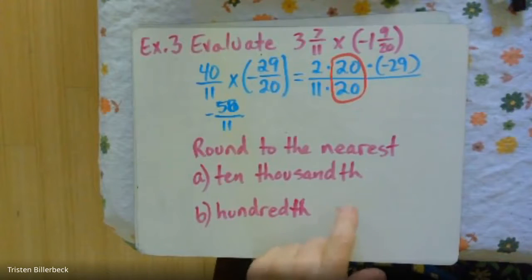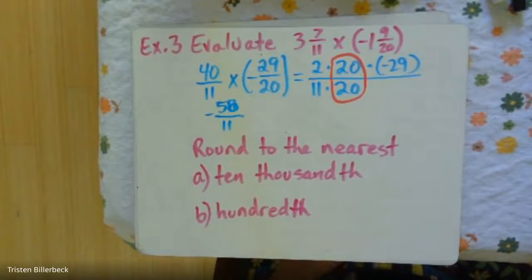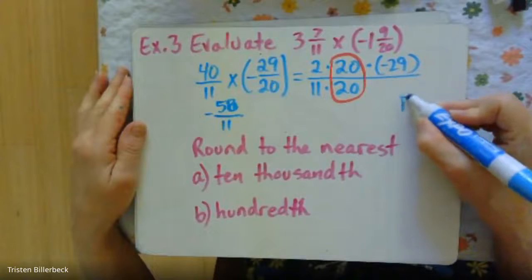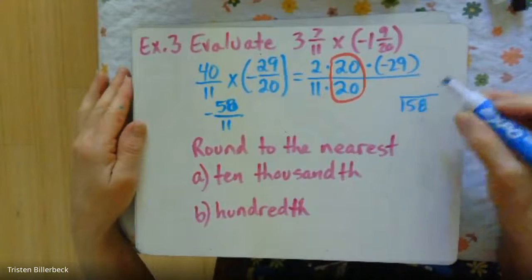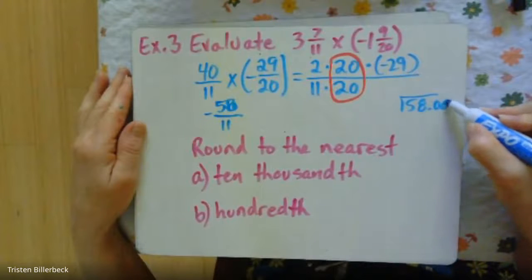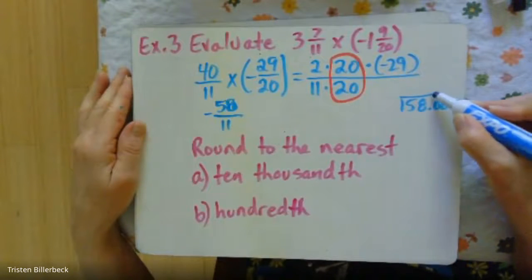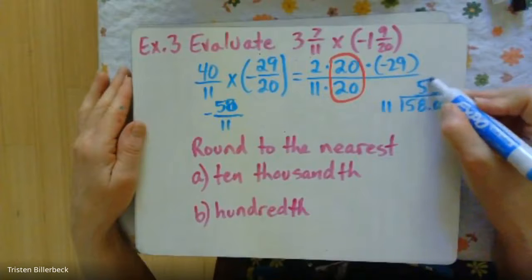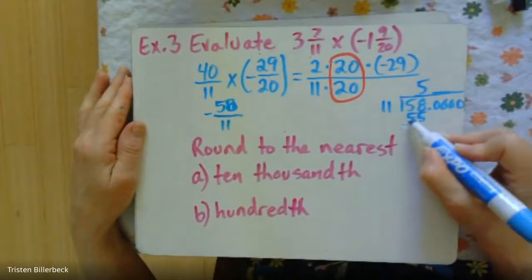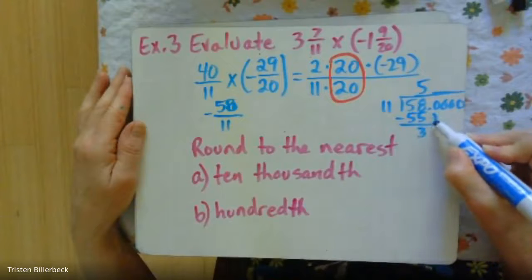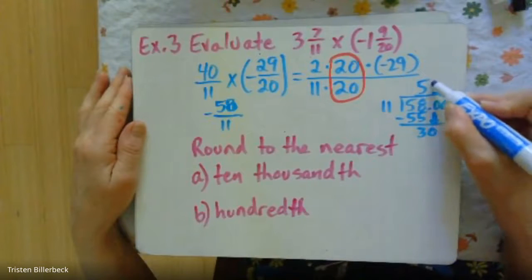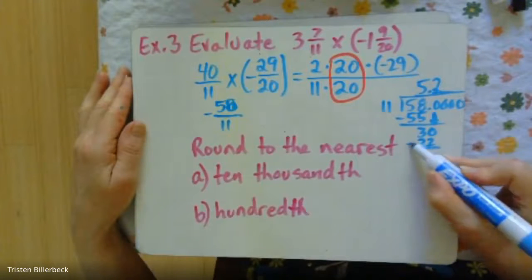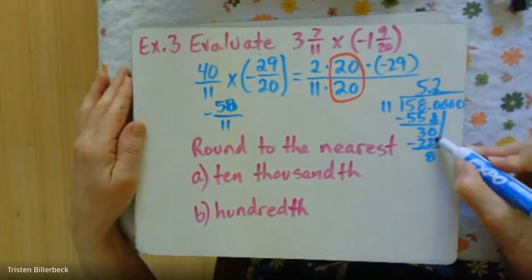So it says round to the nearest decimal, so I guess we better figure out what the decimal is. So the top number goes into the house. So we have 58. We're going to remember that it's a negative number. And we're going to put the 11 out here. So there are 5 11s in 58. We drop the 0 down. And the decimals here. We have 2 11s in 30. Subtract. Drop that down.